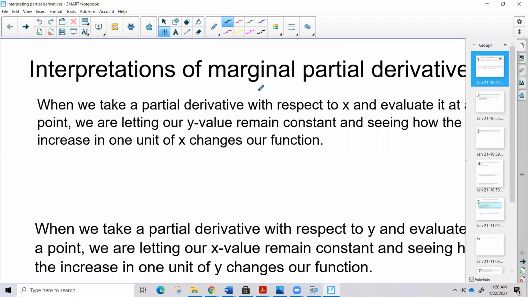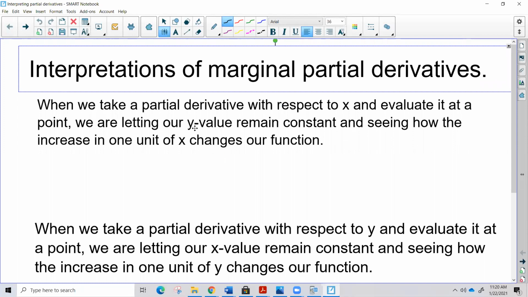So in this case, again, we have a function of two variables, x and y, and we're going to take the derivative with respect to one of them, which is called a partial derivative. And so we're going to find the marginal partial derivative. And when we take a partial derivative with respect to x and evaluate it at that point, we're going to let our y value remain constant, because that's what we do when we take the derivative. We pretend y is a constant. And we're going to see how the increase in 1 unit of x changes our function.